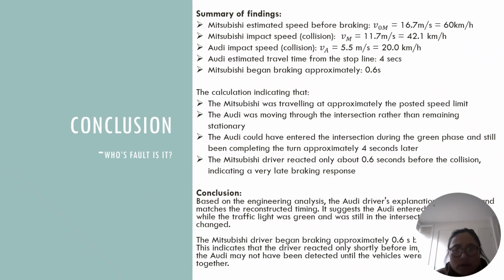Conclusion. In summary, the engineering analysis reconstructed the accident using kinetic friction, work-energy, and conservation of momentum. The Mitsubishi's estimated speed before braking was approximately 60 kilometers per hour, while its impact speed was approximately 42 kilometers per hour. The Audi impact speed was approximately 20 kilometers per hour, and its estimated travel time from the stop line was about 4 seconds. These results suggest that the Audi driver's explanation is physically possible and consistent with the reconstruction timing.